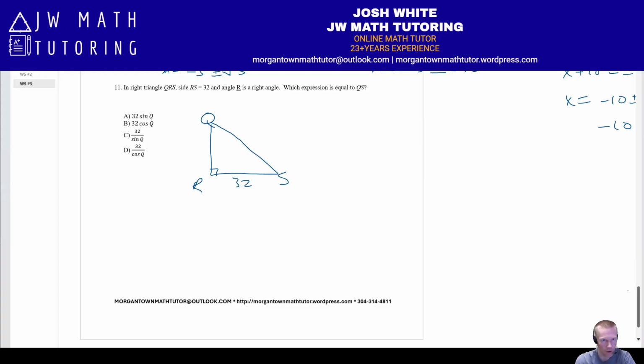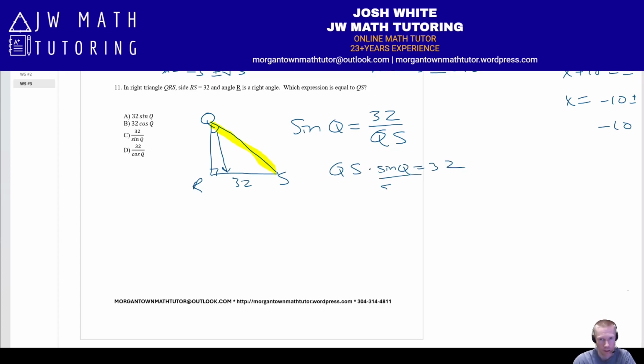So first of all, notice all these involve Q, this angle at the top here. So we're looking to relate RS, which is the side opposite, and QS, which is the hypotenuse. So of course that's going to be sine. We know that the sine of Q will be equal to the opposite, which is RS or 32, over the hypotenuse, which is QS. So now you could just cross multiply this, and then divide by sine Q. So the correct answer for this one is just going to be letter C. 32 over sine Q is what side QS is equal to.